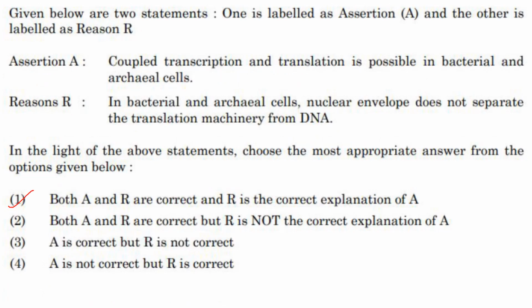Coupled transcription and translation is possible in bacterial and archaeal cell. Of course, they don't have any separate nuclear envelope. In bacterial and archaeal cell, nuclear envelope does not separate the translational machinery from DNA. That is the right reason. So here both the A and R are correct and R is the correct explanation of A. Answer is option 1.